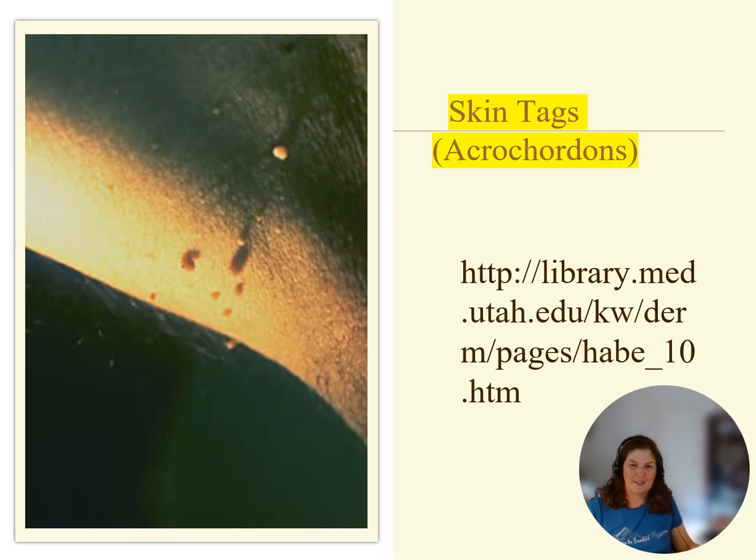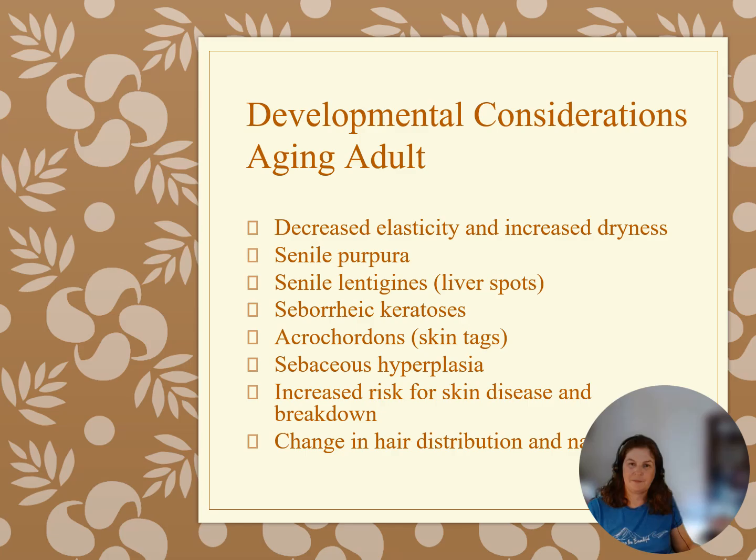These are the skin tags. Okay. You can refer to derm, or you can try to freeze them off if they don't have many, if they're not vascularized. So in the aging adult, you're going to have decreased elasticity, the senile purpura, the senile lentigines, the liver spots, the seborrheic keratosis, skin tags, the hyperplasia, the increased risk for skin disease and breakdown, and then a change in hair distribution.